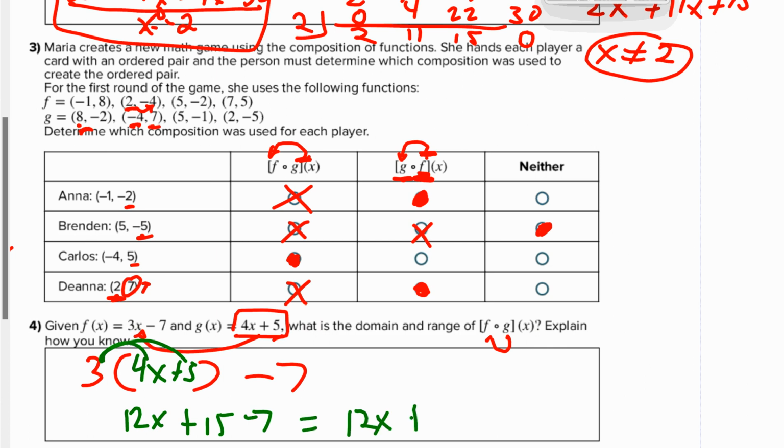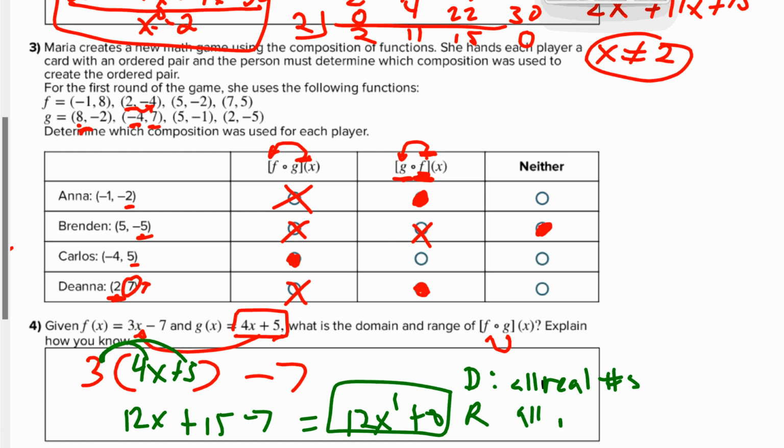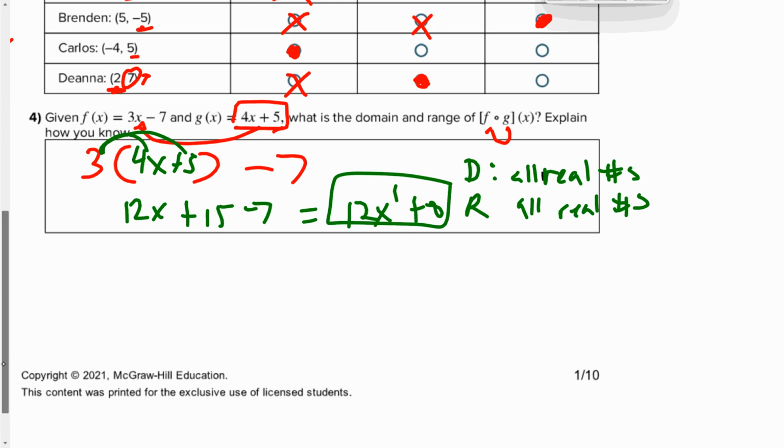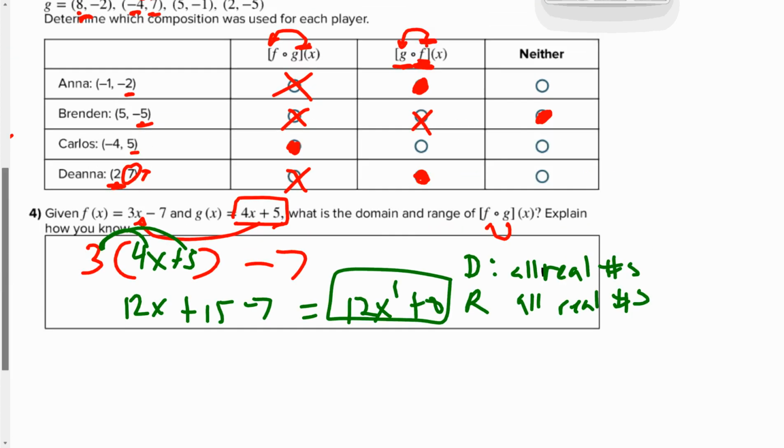12x plus 8. And because this is linear, right, linear equation, I can plug in any number. So my domain and my range is all real numbers. Basically, anytime it's an odd polynomial, an x to the first, an x cubed, that's going to be all real numbers and all real numbers. Okay, so that's it for 1 through 4.